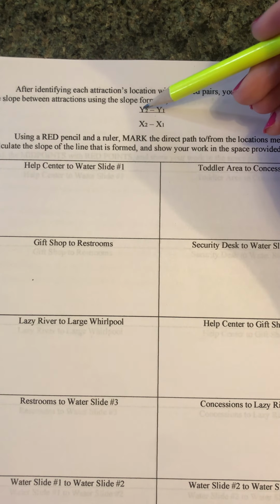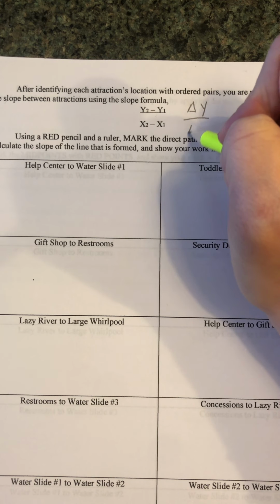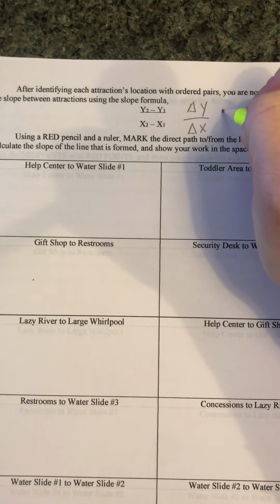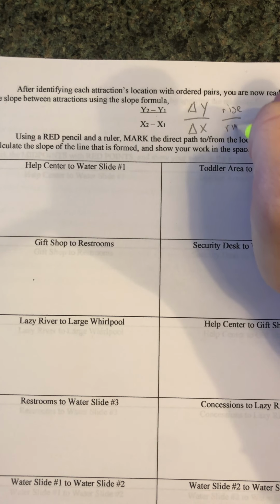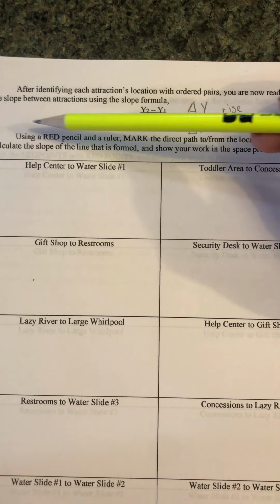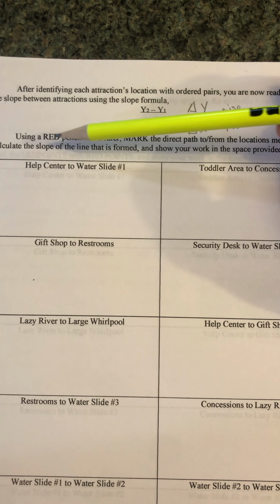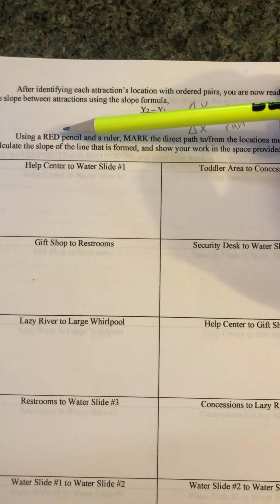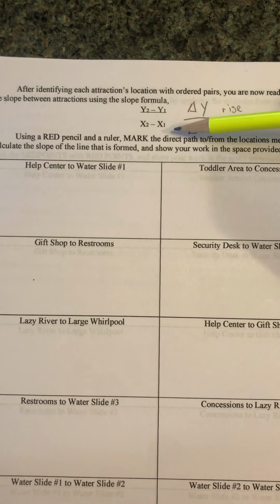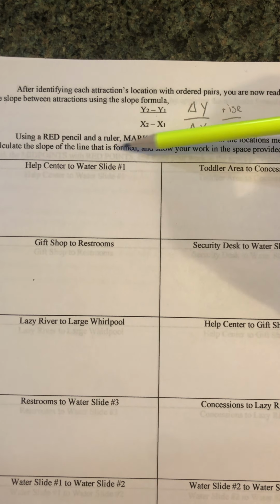But to find slope, remember it's the change in the y values over the change in x values. Remember that, rise over run. So we're finding the slope between 2 of our points. It says use a red pencil and a ruler. Whatever you have on hand. If you don't have a red pencil, don't worry about it. Just use a pencil, a marker, whatever it is, and a ruler. Mark the direct path to and from the locations mentioned below. Calculate the slope of the line that is formed.